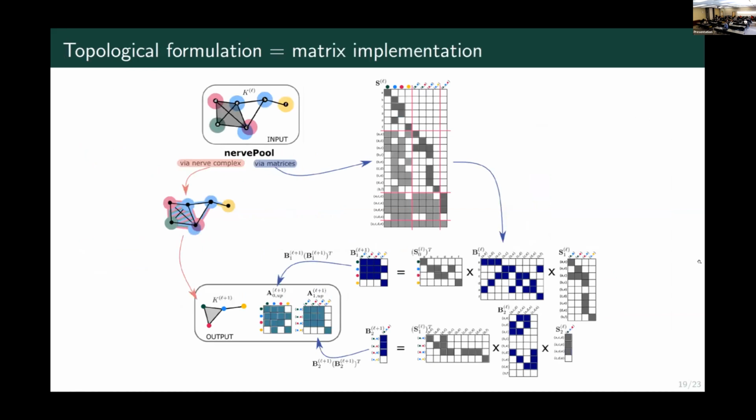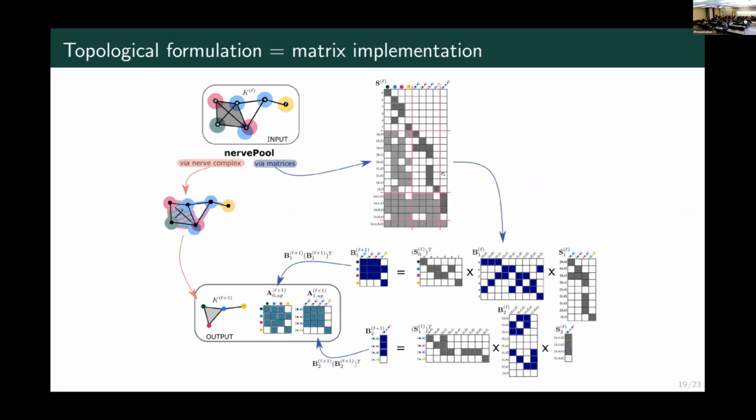Okay, so we've been able to show that the topological formulation that we described in terms of sets is compatible with this matrix implementation that we've done. So if you follow this image down on the left-hand side, this is the more set theoretic interpretation, starting with the soft partition of the vertices, extending your clusters, and then using the nerve to get this simplicial complex. You can do the same thing.